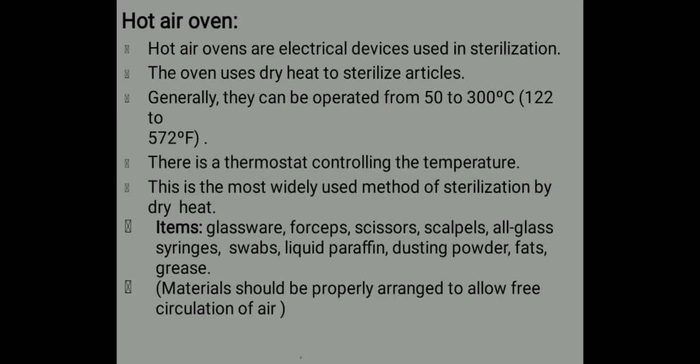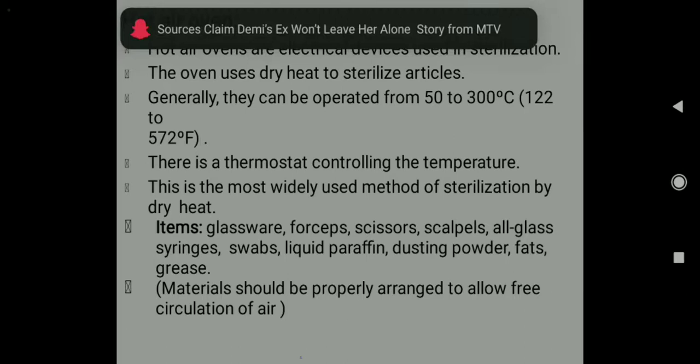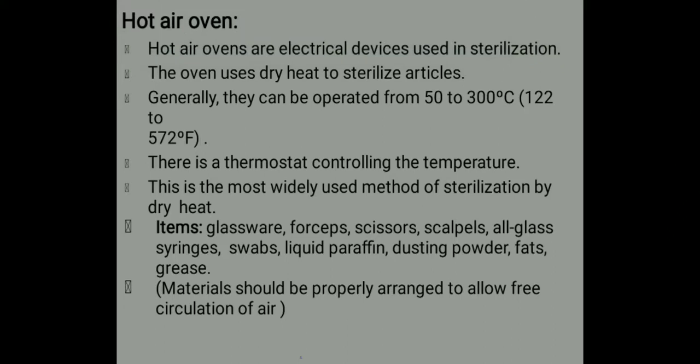Next we have the hot air oven. A hot air oven is an electrical device used in sterilization. The oven uses dry heat to sterilize articles. Generally, they can be operated from 50 to 300 degrees Celsius, that is around 122 to 572 degrees Fahrenheit. There is a thermostat controlling the temperature. This is the most widely used method of sterilization by dry heat.